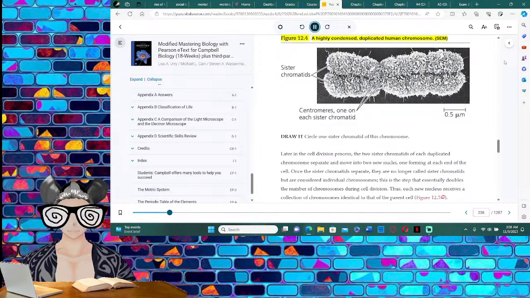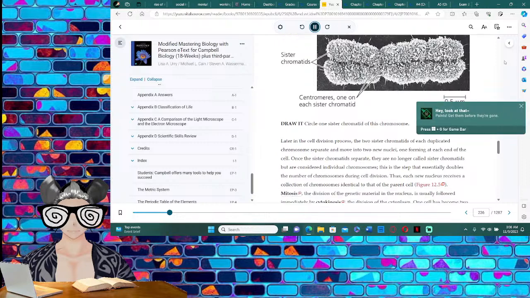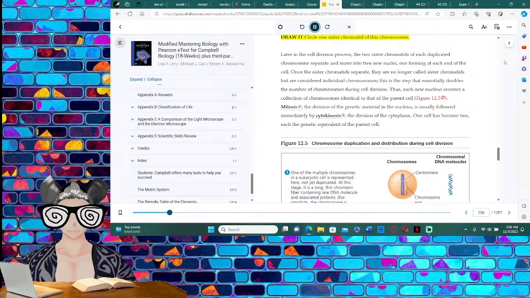Figure 12.4 A highly condensed, duplicated human chromosome. SEM. Image of a duplicated human chromosome in the form of sister chromatids, two thick strands joined near the center in a pinched-in waist region called the centromere. Scale, 0.5 micrometers. Draw it: circle one sister chromatid of this chromosome.